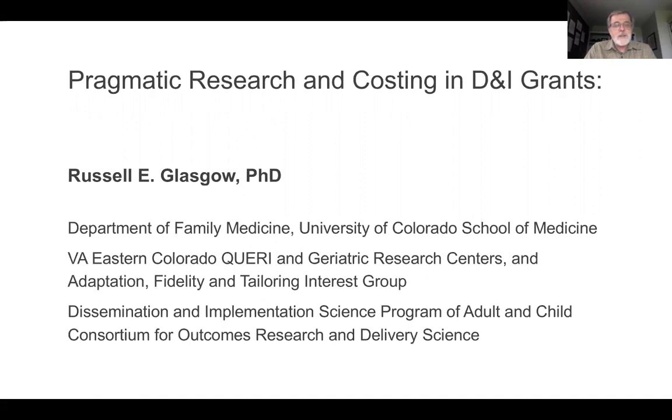Going over our topic for this session, we have a combination of two issues today. One, pragmatic research, and second, costing or economic issues in writing a D&I grant. These are separate but related issues, and ones that we feel are really important, both to do well in terms of grant review, but maybe even more importantly, to really increase your chances of having a successful project and to have an equitable, impactful, and sustainable project after you are funded.